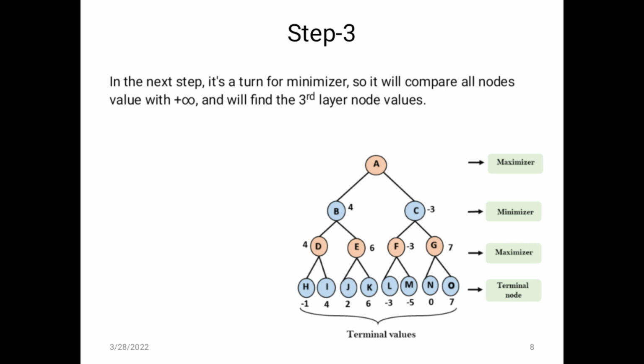For example, if you take node B, its children are D and E. Their corresponding estimation values are 4 and 6. Out of these, the minimum one is 4, so its evaluation value is set as 4. Similarly, for C, the evaluation value is 3. It is the minimum of 3 and 7, which are the evaluation values of nodes F and G.